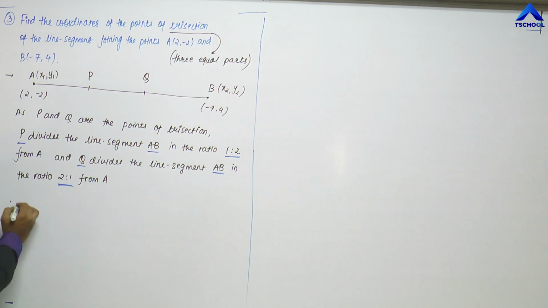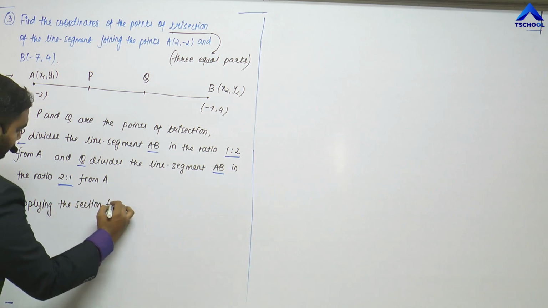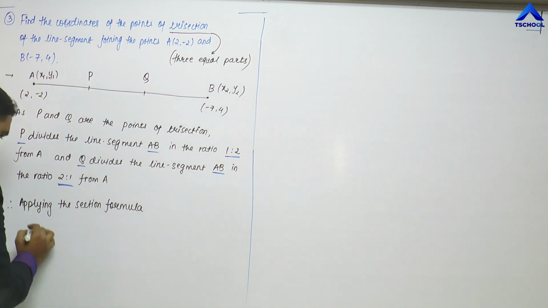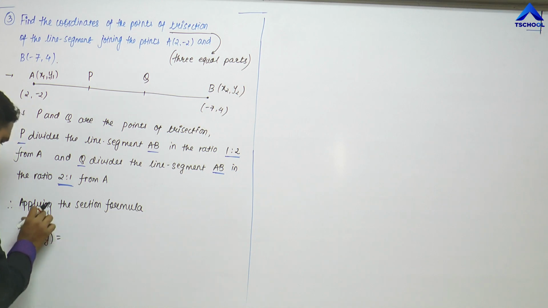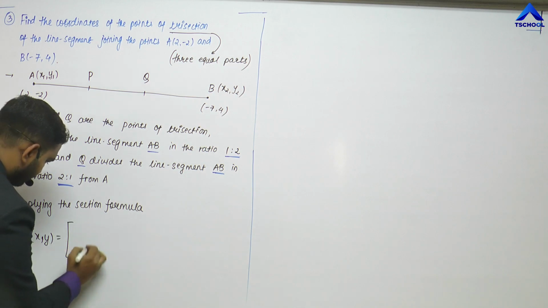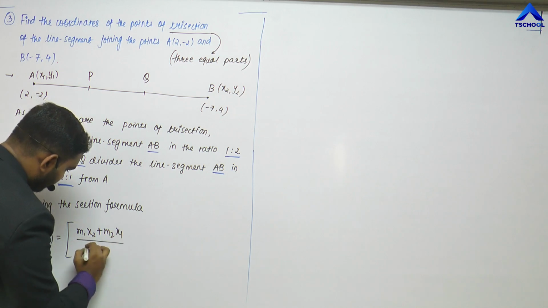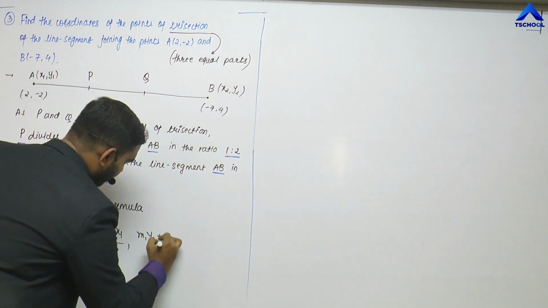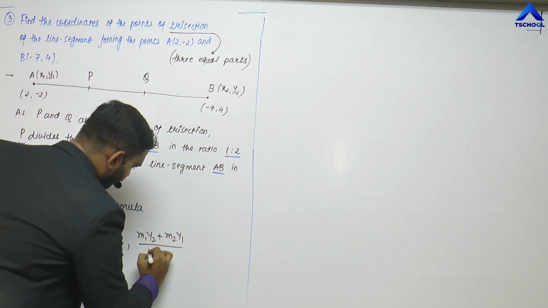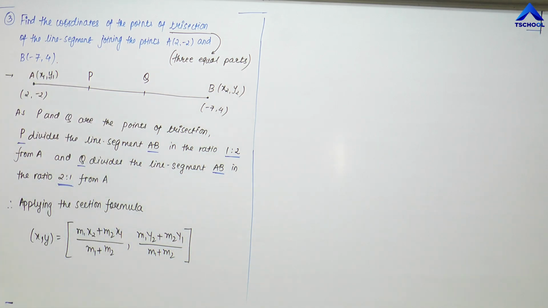Therefore, applying the section formula, that is P(x, y) equals (m1 x2 plus m2 x1 upon m1 plus m2, m1 y2 plus m2 y1 upon m1 plus m2), right? We need to apply this formula here.